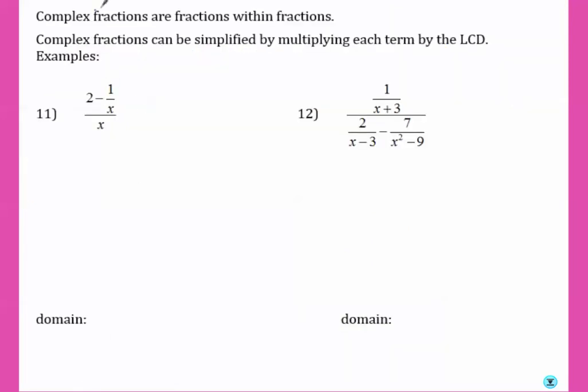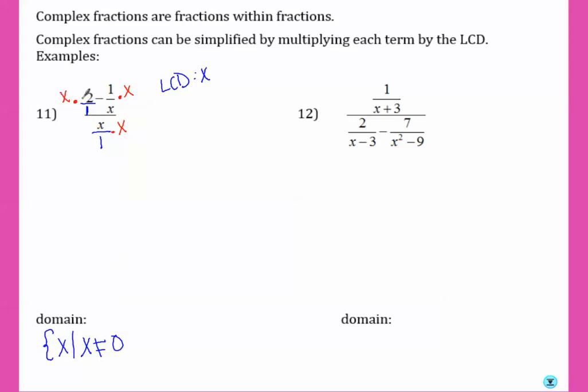Our last type of problem are called complex fractions. They're fractions within a fraction. So what we need to do is look at the denominator of each term. So 2, 1 over x, x over 1. Here, our LCD would be x. So what we're going to do is multiply each term by the x. Based on our LCD, we know that our domain cannot equal 0. And when we're finished, we might have to add some more to this.